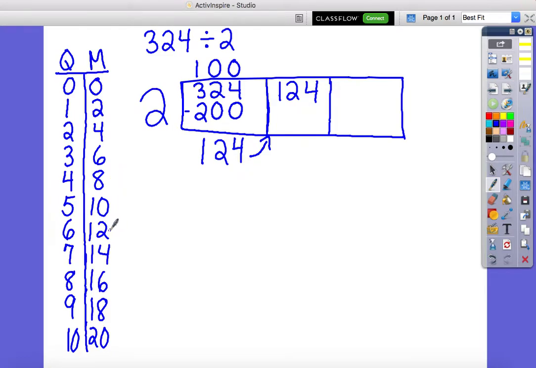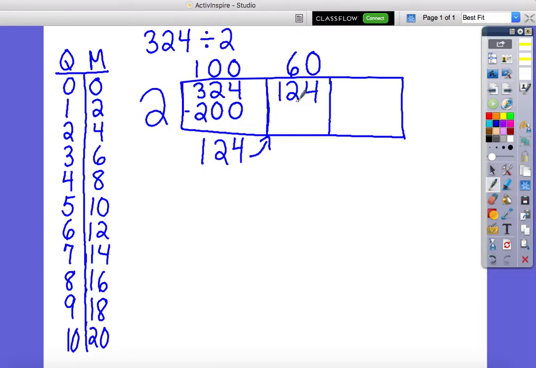Well, we can get right to 12. How many groups of 2 is that? It's 6 groups of 2. So the 6 goes up here over that tens place and put a 0 here to hold that ones place, because we can't just put that 6 by itself since we're dealing with the tens place.